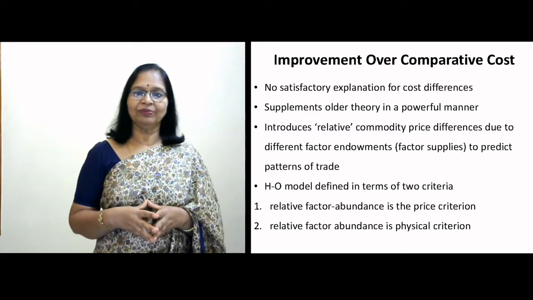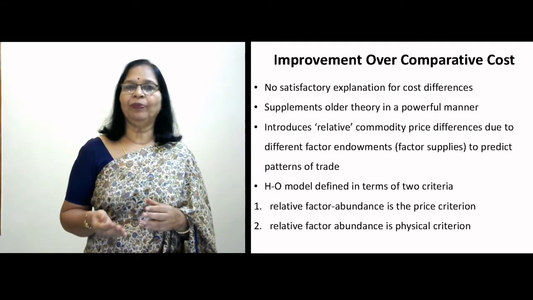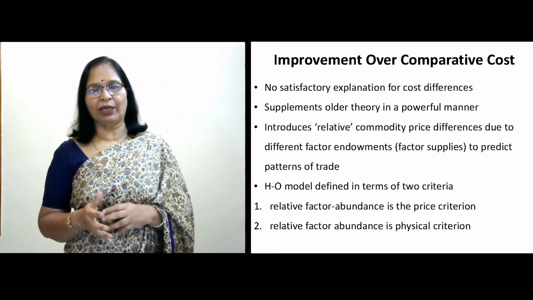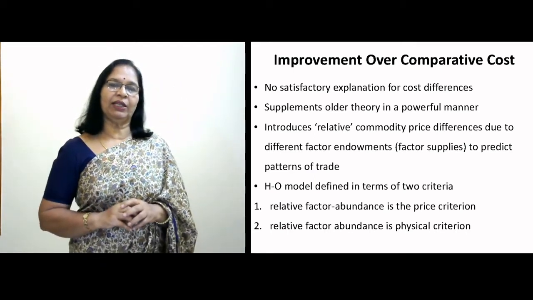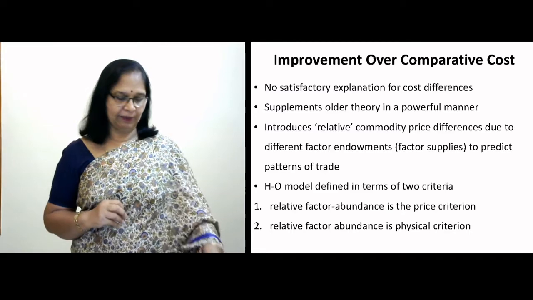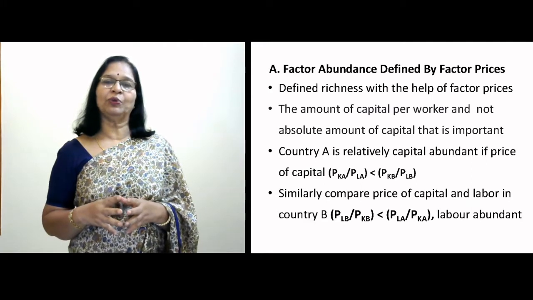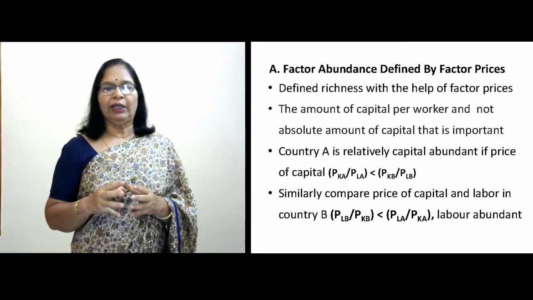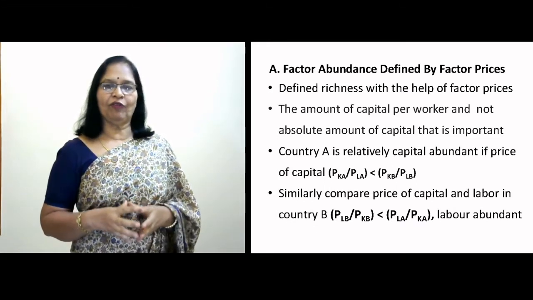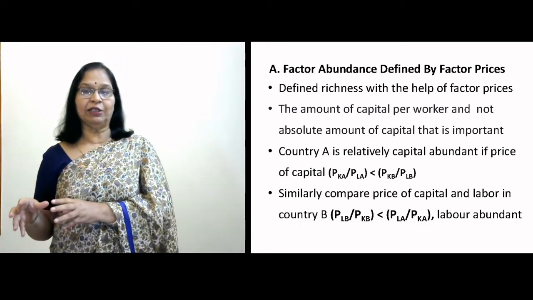The Heckscher-Ohlin model itself can be explained using two criteria. The first criterion is relative factor abundance in terms of prices, and the other way of explaining the Heckscher-Ohlin model is using factor abundance in terms of physical units. Let's first look at the Heckscher-Ohlin model using the price criterion. The richness of the country is explained in terms of the factor endowment, and this is explained in terms of its reflection in factor prices.